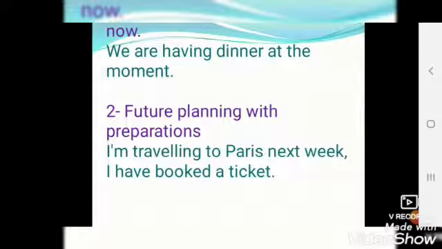And we can use the present continuous also to express future plans with preparations, like the example: I'm traveling to Paris next week. Why do I use the present continuous in this sentence? Because I have booked a ticket. So I made preparations to plan for the future. I'm traveling to Paris next week because I have booked a ticket.